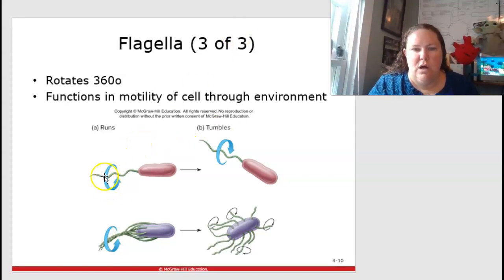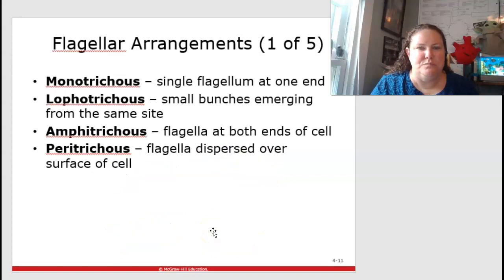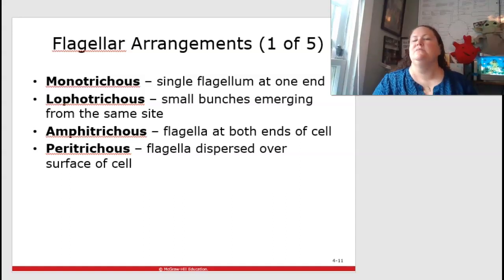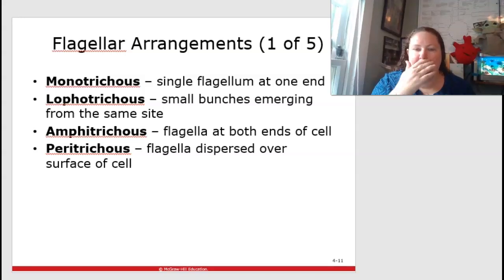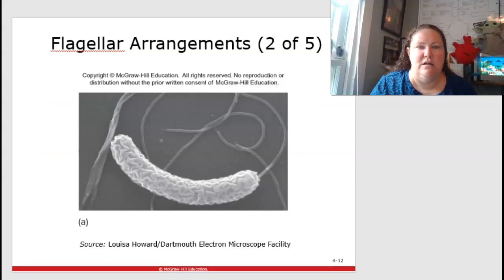And so it can either run or tumble, and this causes it to move, and it can either be singular or multiple. We have 5 different types of flagellar arrangements, and these would be monotrichous, mono meaning one, so this would be a single flagellum at one end. We have lophotrichous, and this would be where we have small branches emerging from the same site. We have amphitrichous, which is where there's a flagella on both ends of the cells, and we have peritrichous, and this is where there are flagella that are dispersed all over the surface of the cell.